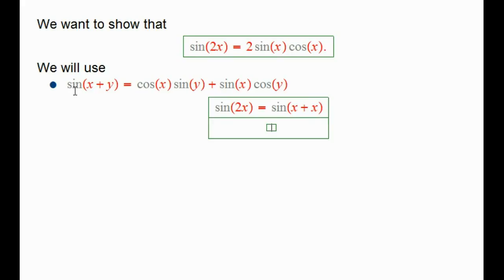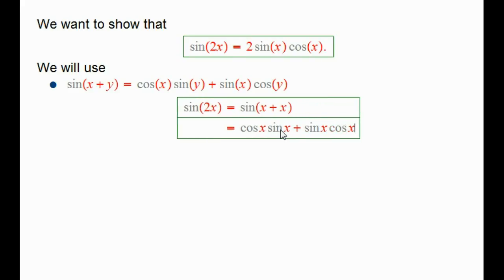Next, we'll appeal to this trig identity, and then we'll obtain cosine of x times sine of x plus sine of x times cosine of x. So sine of 2x is equal to cosine of x times sine of x plus sine of x times cosine of x. But notice that we are adding two expressions which are equal to each other. So we have two copies of cosine of x times sine of x. This gives us 2 cosine of x times sine of x, which is exactly what we want. Sine of 2x is equal to 2 cosine of x times sine of x.